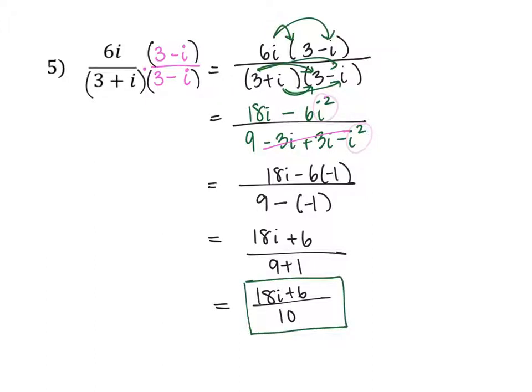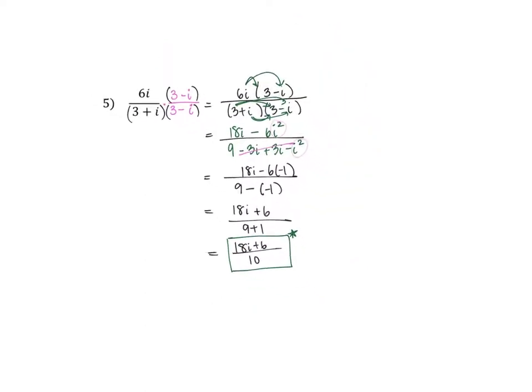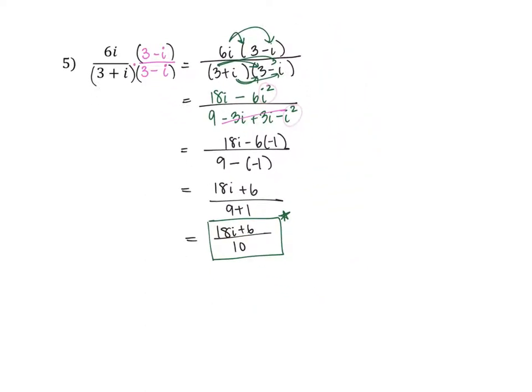Now, in Algebra 2, this would be a perfectly fine answer. But in case you go on to pre-calculus, you might want to know how to simplify a little bit further. If you were to further simplify this, you're dividing by 10 in the bottom. Since it's not imaginary, you can actually divide by 10. So you take 18 and divide it by 10, and you can write that as a fraction. So you have 18 over 10 i plus 6 divided by 10.